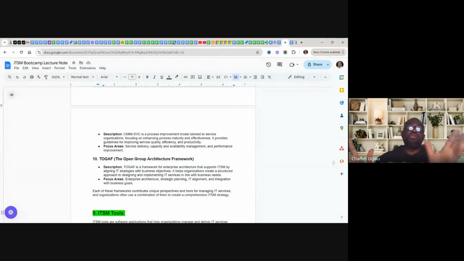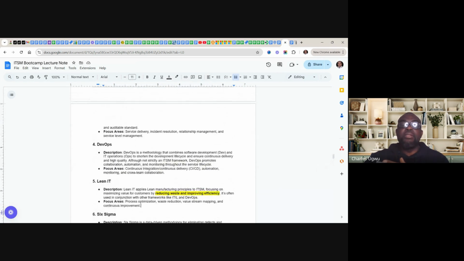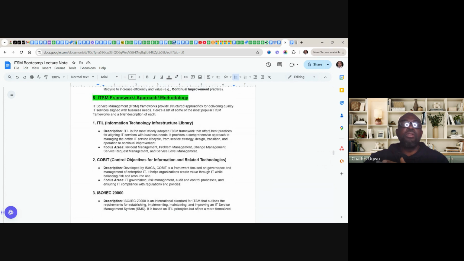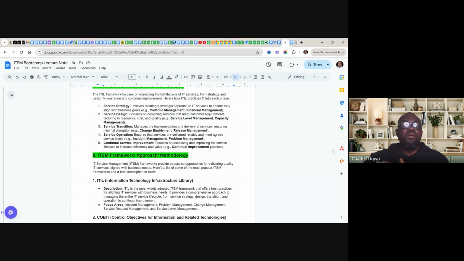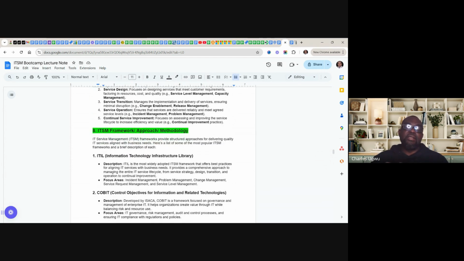So these are various, we have 10 methodologies. You can call it methodologies, you can call it approach, you can call it framework. Whichever one you call them, you are right. So there are 10 of them we've listed that you can use to implement service delivery in an organization. So that is ITSM. You can use all these frameworks, but the most popular is ITIL, and that is the one we are focusing on.